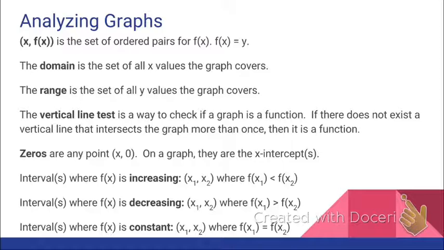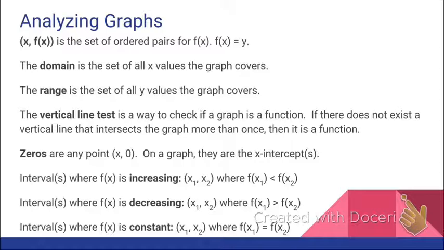The domain is all the x values the graph covers. So when you're looking at a graph, just look at all the x values that the graph spans, and all the y values that it spans is the range. To check if a graph is a function, you use the vertical line test. So you draw a vertical line, and if at any point you could draw a vertical line on the graph and it hits it at 2 points, it's not a function. If that line does not exist, then it's a function.